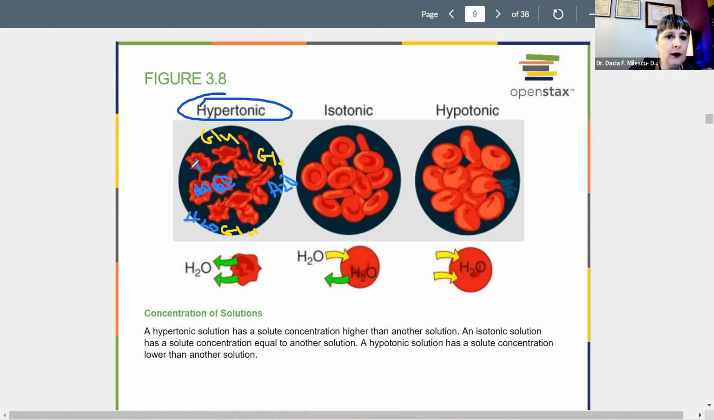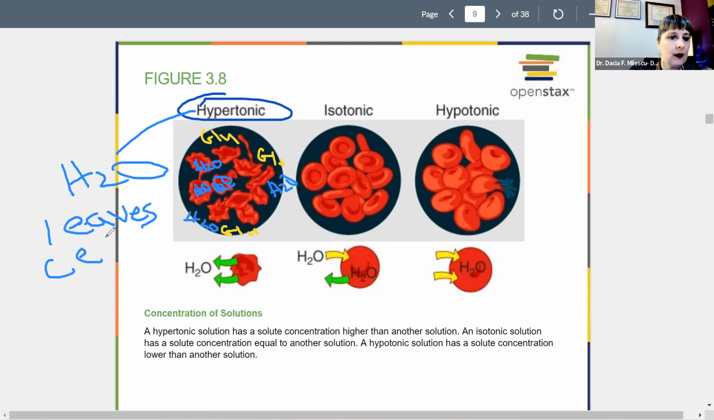So what do you suppose is going to happen in a hypertonic solution? Water leaves the cell and moves into the medium, the solution medium that it's in. It leaves the cell and goes into the solution, which is hypertonic. A hypertonic solution has more solute, less water.